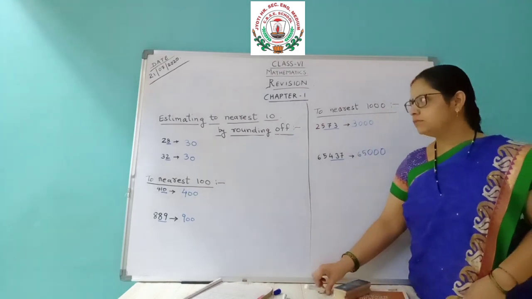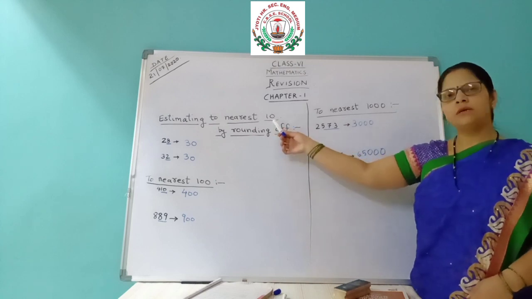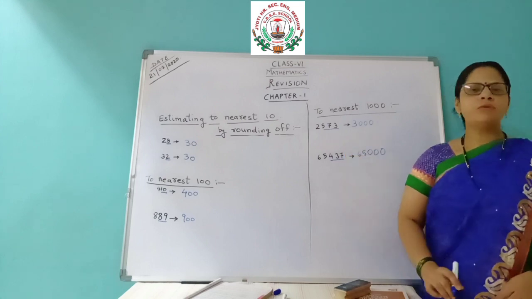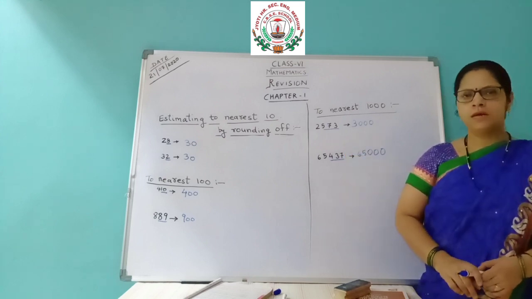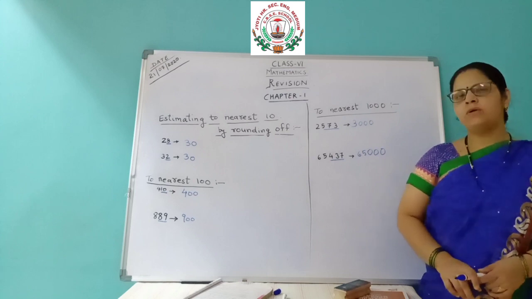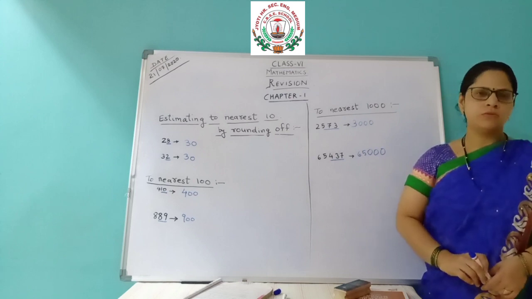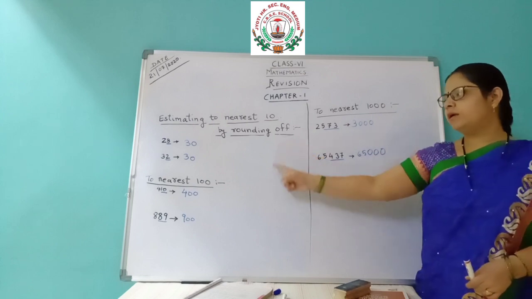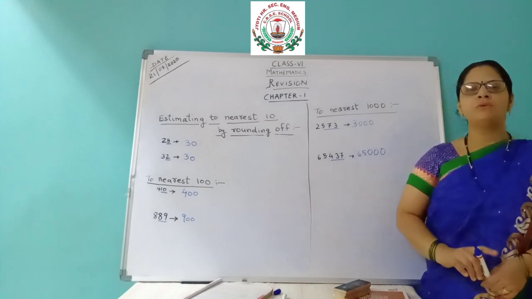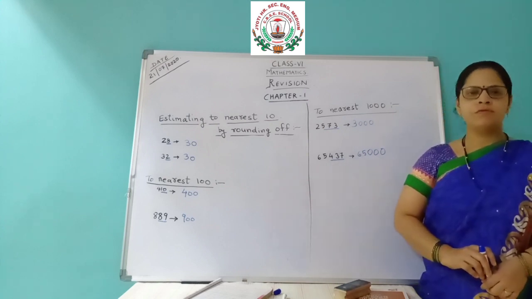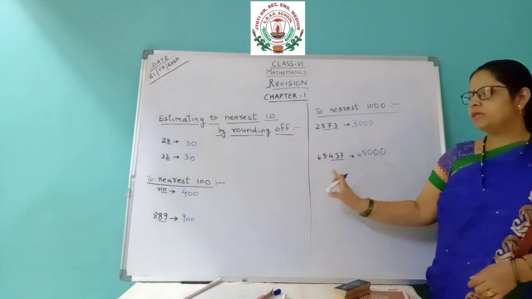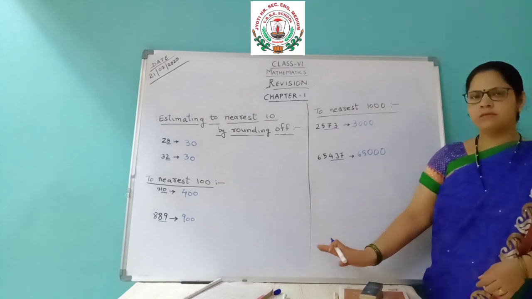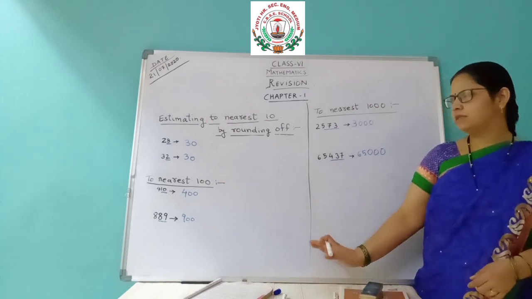So here we have seen how to do the estimation to the nearest 10, nearest 100 and nearest 1000. Now if a question comes for a sum to the nearest 10 or nearest 100 or 1000, that will be given in the question. Estimated sum or estimated difference means first you have to find this estimation and then do the sum or difference. Sum or difference everyone knows how to do. So do the estimation according to this, and then the sum and difference. All this you have studied earlier because it is just a revision.